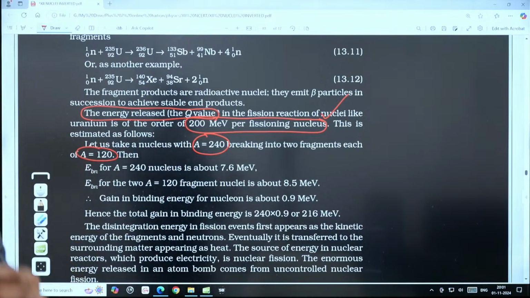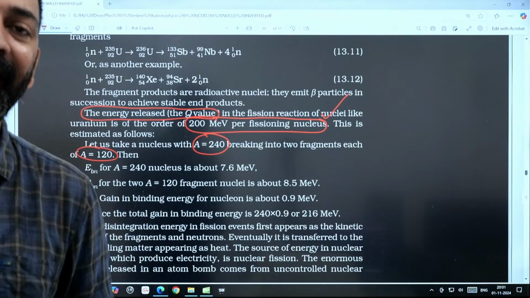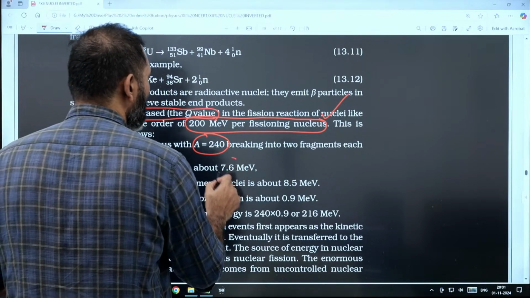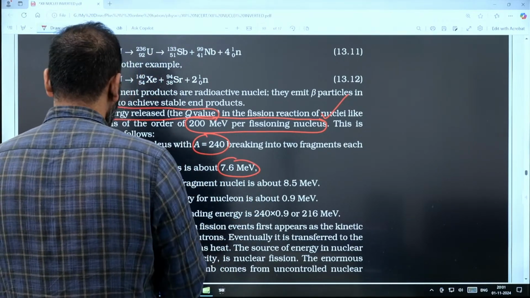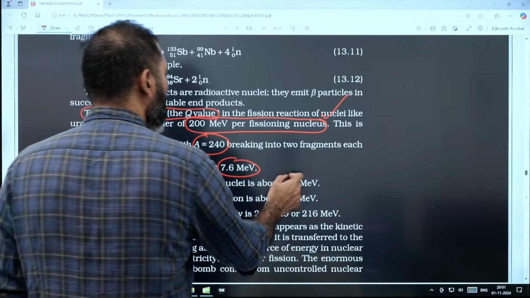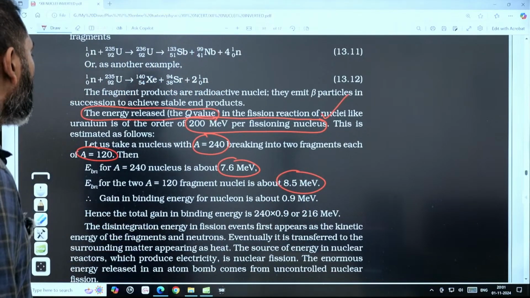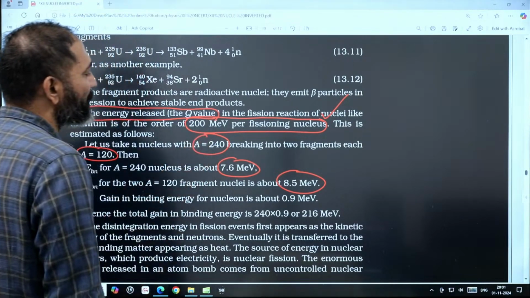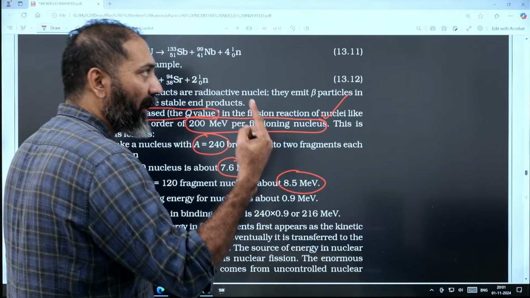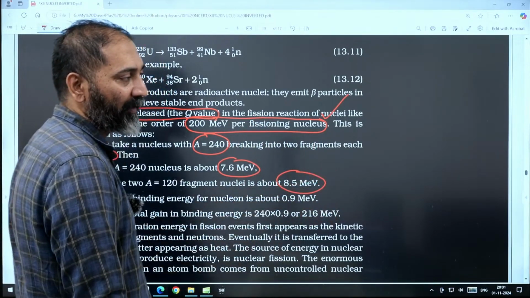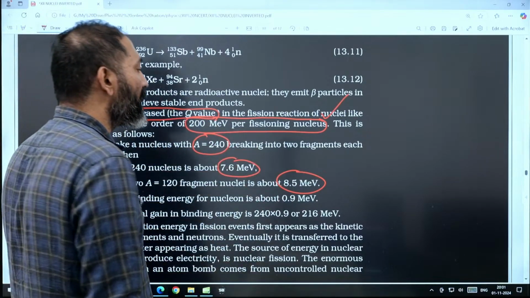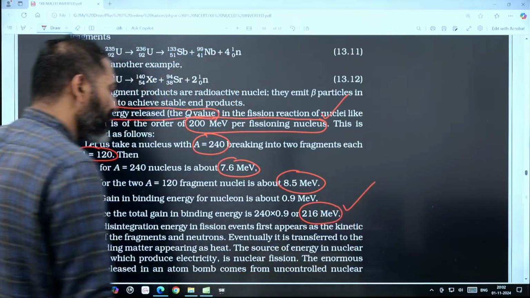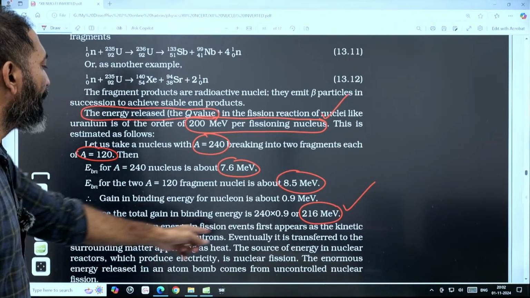Because I know the purpose of nuclear reaction is to get stability and to increase binding energy. The original binding energy was 7.6 for mass number 240. Now binding energy for the two 120 nuclei is 8.5. So the gain in binding energy of one nucleon is 0.9 MeV. Since mass number is 240, for all the 240 nucleons the gain is 240 into 0.9, or 216 MeV. This is the gain in binding energy.